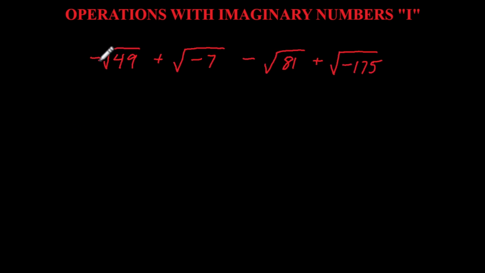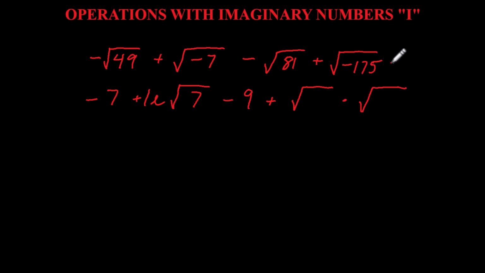Here we have a negative right at the beginning. We'll just bring that down. The square root of 49 is 7, plus. Now, the square root of minus 7, I can take out the i. I'll put a 1 in front of it, and then this just becomes radical 7. Then I have a minus sign, and the square root of 81 is 9. And then over here, I put a plus.